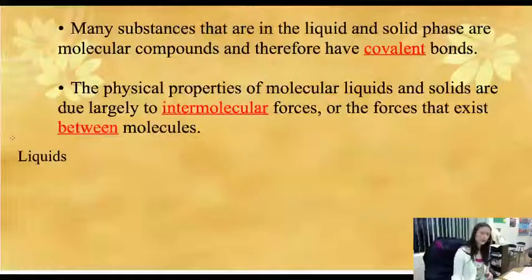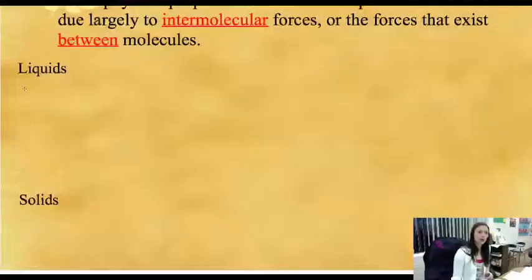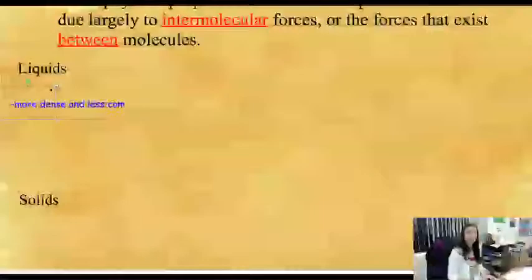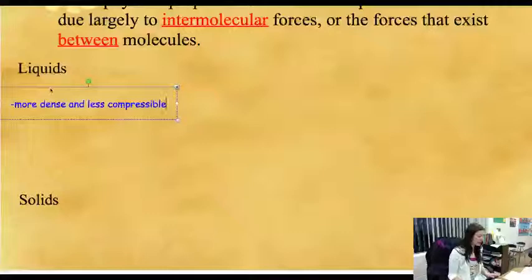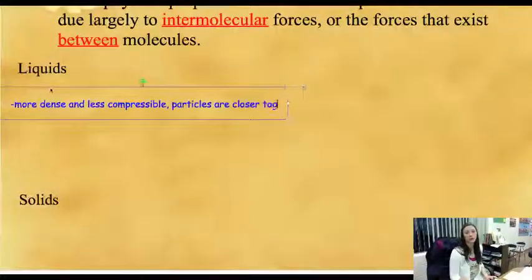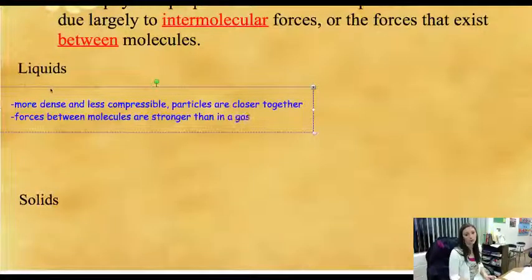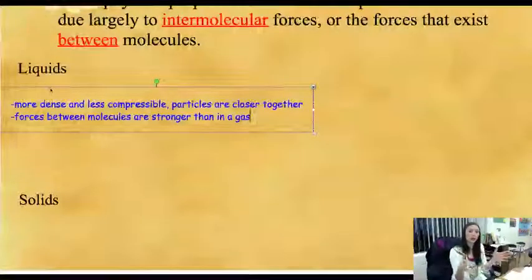Okay? So let's first look here at liquids and some characteristics of liquids. Okay, liquids are more dense and less compressible than a gas. That's because these particles are closer together. Okay, they are closer together because the forces are stronger than in a gas. So the bond between, or the force between this molecule and this molecule is a lot stronger when it's in a liquid form, so that's why they are a lot closer together.